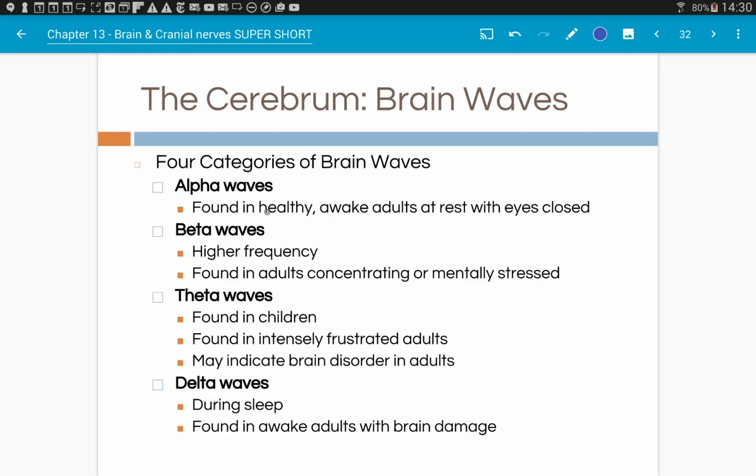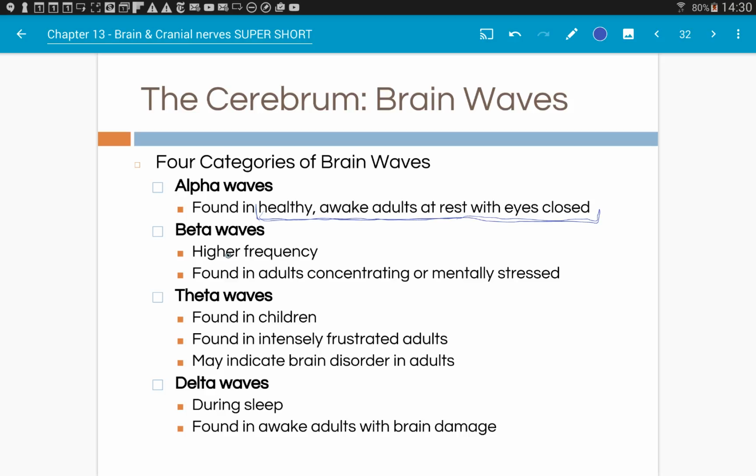Healthy awake adults at rest with eyes closed. What I plan to do soon, right before I go to sleep. So the best example is maybe when you just laid down to go to bed, close your eyes, you're not asleep yet, but you're resting. That would be a good example of when that would happen. Your brain would be emitting alpha waves.